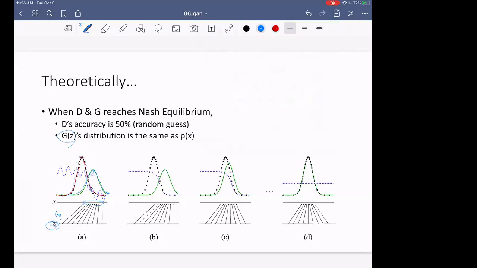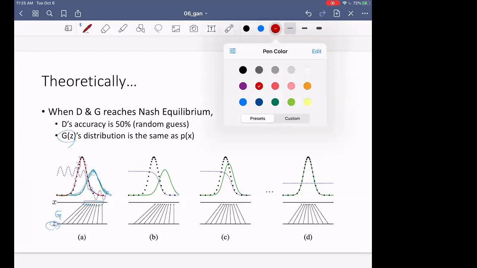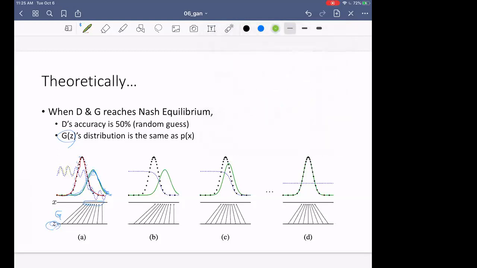Initially, your generator is not doing a very good job, so its approximation is this. This is your G(Z), and this little fluctuation here is the decision boundary, or the confidence of your discriminator, because it's a binary classification. Once you've trained the G and fixed it such that it maps your Z to this region, then you can train your discriminator D.